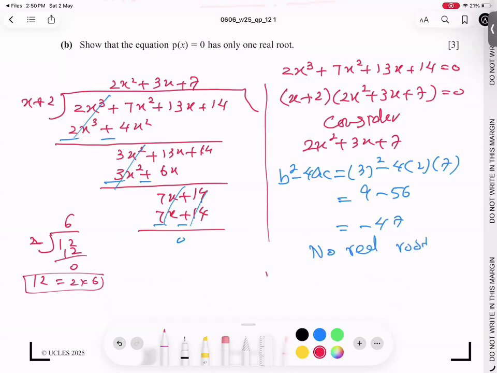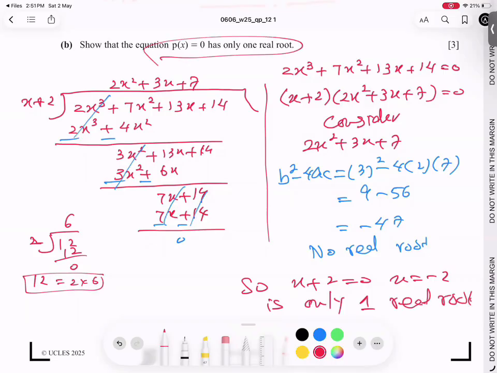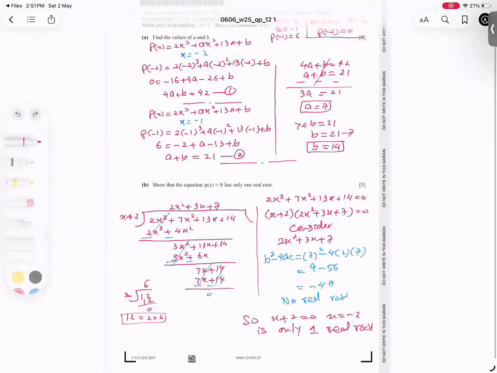So hence x plus 2 is equal to 0 and x is equal to negative 2. So it is only one real root, because he said prove it has one real root. This is not giving you any root, so the root will come from here only. I think the idea is clear. And the question is completely over.